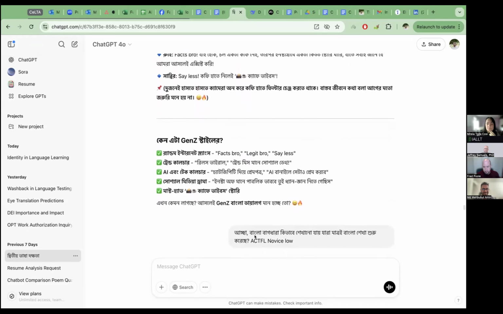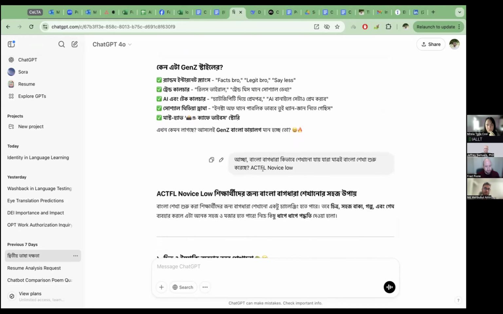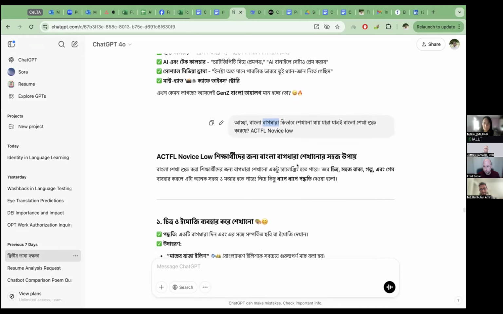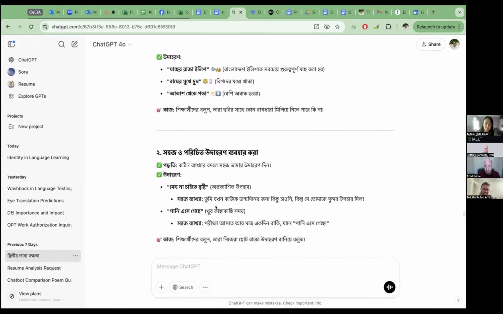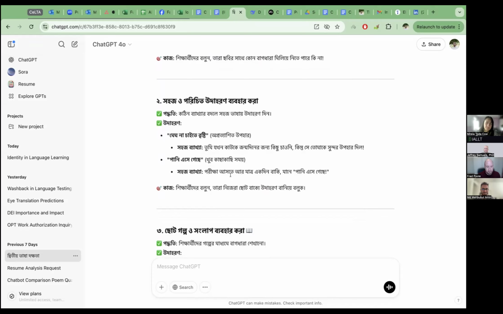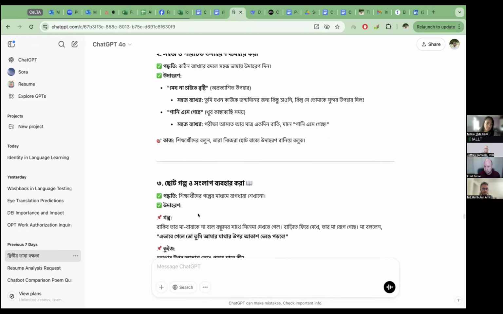So I gave up, and then I went to ask it for novice-level learners, which are the Bagdhara, its idioms. Which idioms can I teach them? It came up with some idioms which are not correct at all. These are not good idioms, and it also misinterpreted some of the idioms as well.